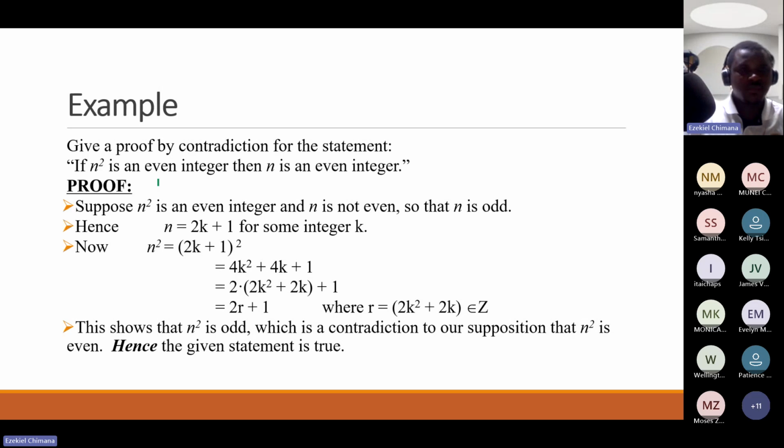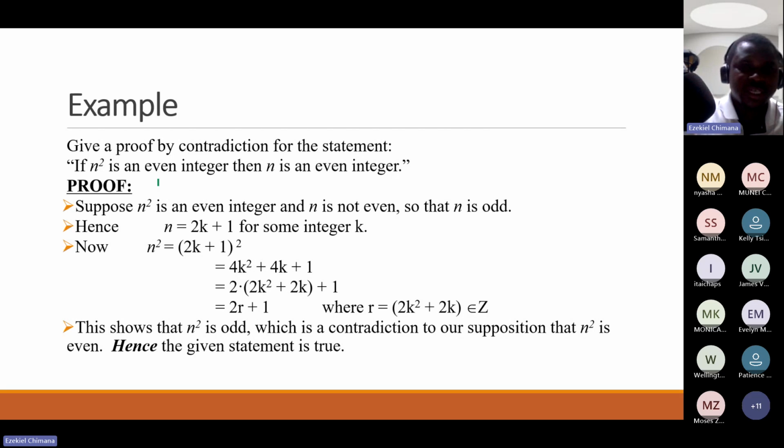You have said that if n squared is even, then n is even. But now you are saying, no. Let's suppose that if n squared is even, then n is odd. Then we try to prove it. If it leads to a contradiction, hence the given statement was true.